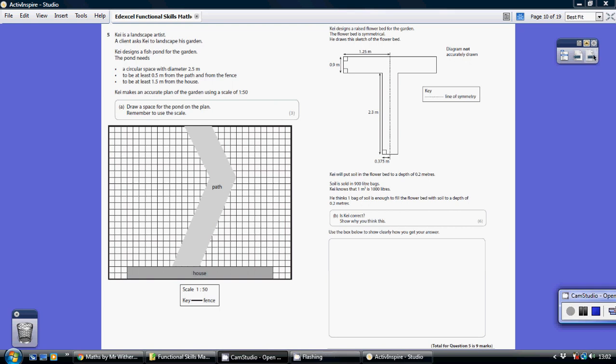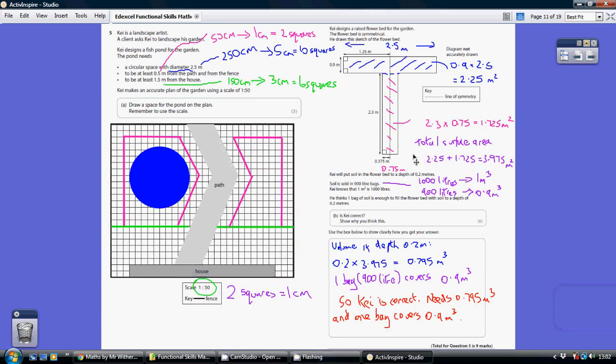Question 5. Now I thought this is quite complicated really. The thing to take on board is that the scale is 1 to 50. So the real life garden is 50 times bigger than the drawing, or in other words the drawing is 50 times smaller than the actual garden. So we've got to take each of these dimensions that were given for the real garden, and divide by 50 to work out its size.